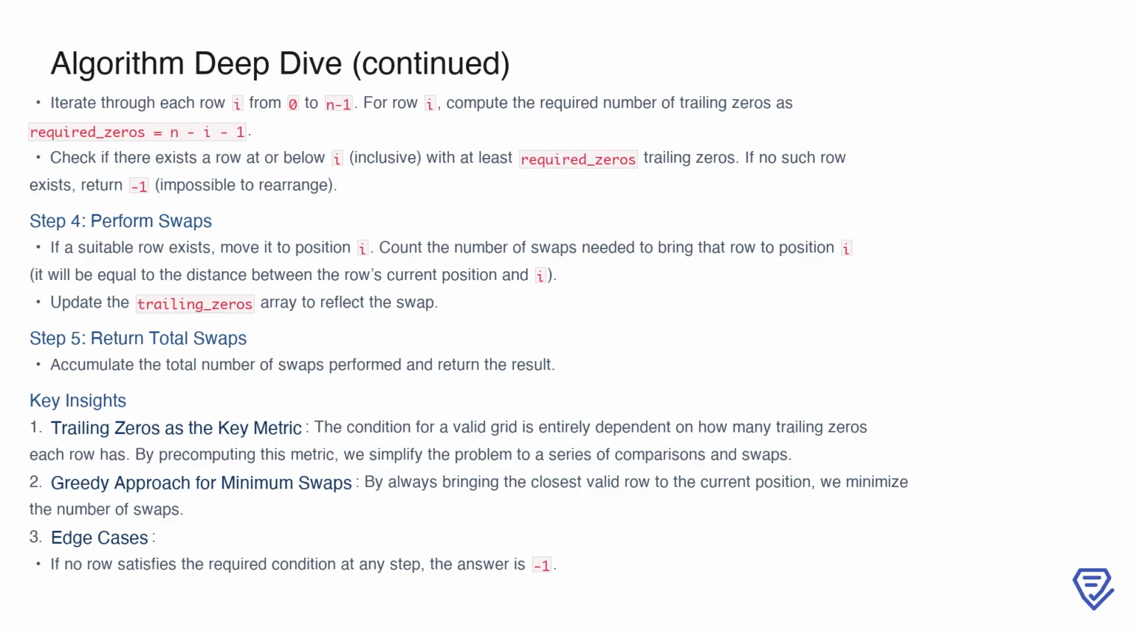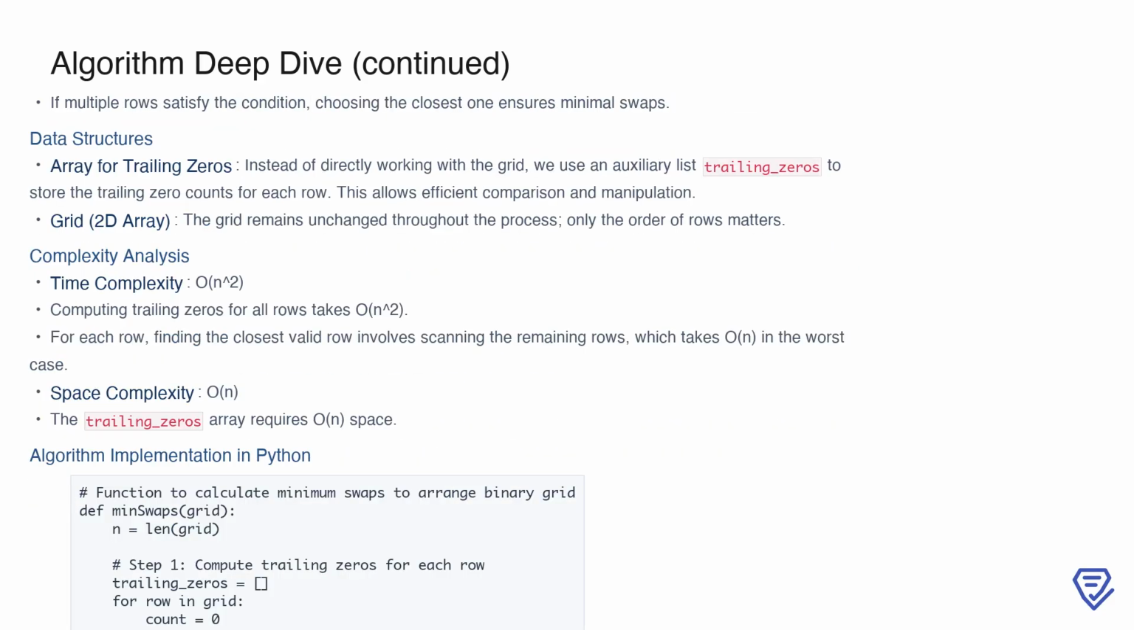solution. However, we must account for edge cases where no row satisfies the condition, as this would immediately result in an answer of -1. If multiple rows meet the condition for a given position, choosing the closest one is essential because it minimizes the number of swaps. To manage the data efficiently, we use a simple array, trailing_zeros, to track the trailing zero counts for each row. This abstraction allows us to focus on comparisons and swaps without directly modifying the grid. The grid itself remains unchanged, only the order of rows is manipulated.